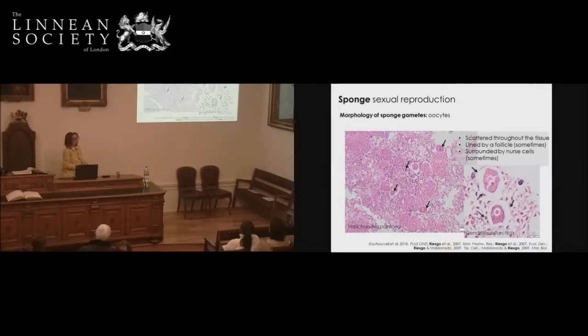And sometimes you can see these black arrows there, they point to cells that are called nurse cells, helping the oocytes to grow.